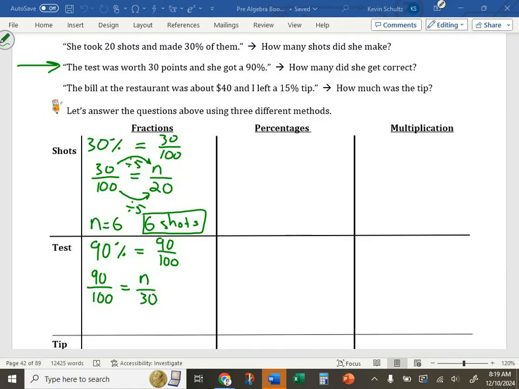Okay, so the reason why we divided by 5 here was because that's how we got from 100 to 20. It's not always going to be divided by 5. It kind of depends on the numbers you have. Here, we can't really divide by anything to get from 100 to 30, so we have to use another way.